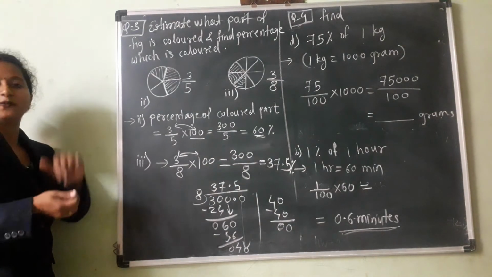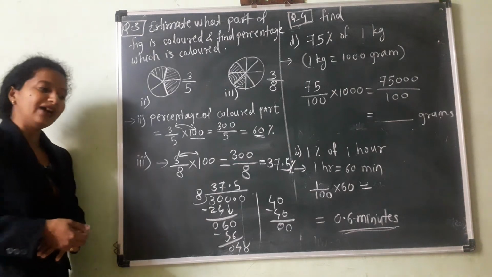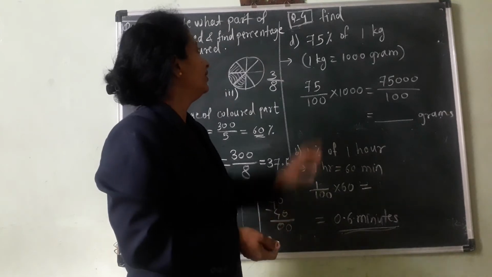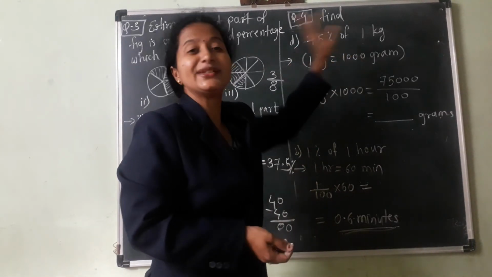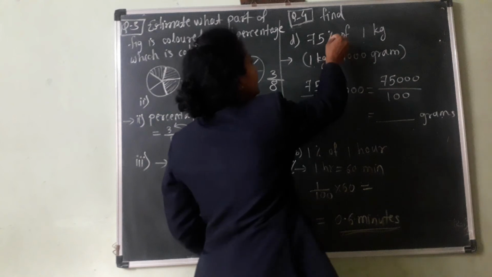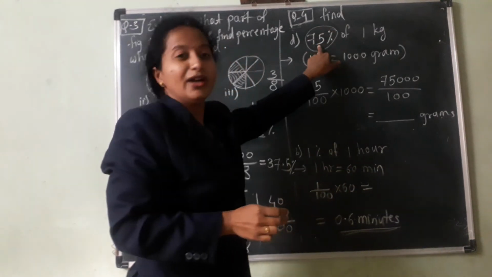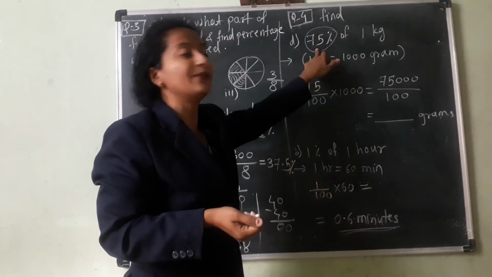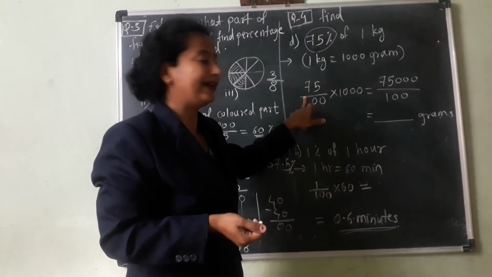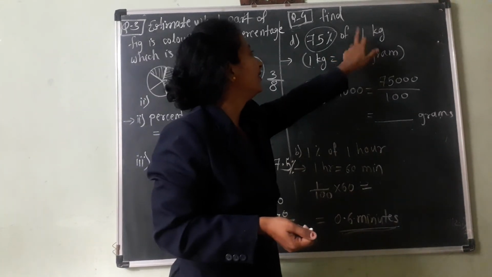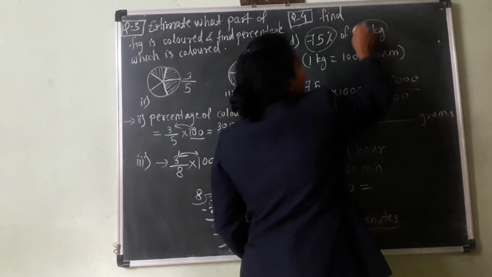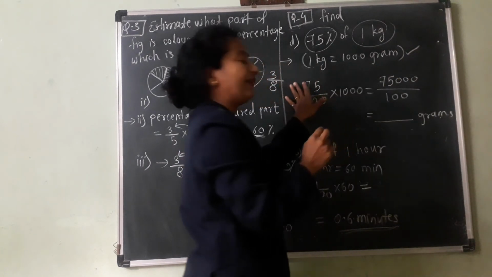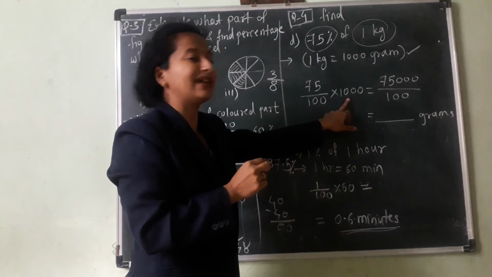From this question, the first sum will be homework for you. Now we will see question number 4. In question number 4, we have to find the value. So D sum: 75% of 1 kg. Now see this one, 75%. How will we write it in the form of numerator and denominator, or in the form of a fraction? Obviously it's 75 upon 100. We have to find 75% of 1 kg, and everyone knows 1 kg means what? It's 1000 grams. So 75 upon 100 multiplied by 1000.